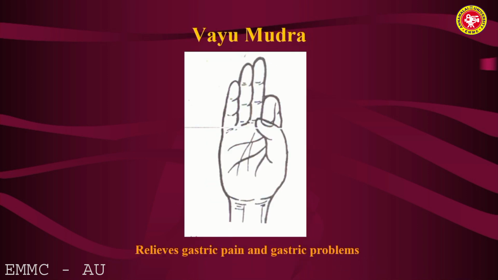So this is Vayu mudra. This is a very good mudra. The bent forefinger is placed at the base of the thumb, and the other three fingers are kept straight. It relieves gastric pain as well as gastritis issues. We have to adopt this mudra at least 4 to 8 minutes daily.